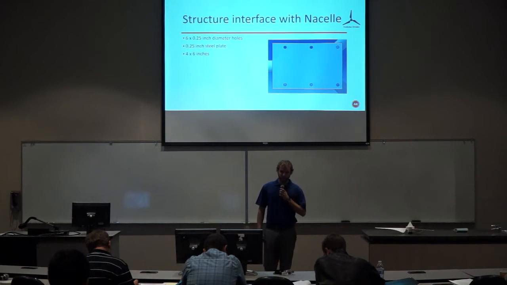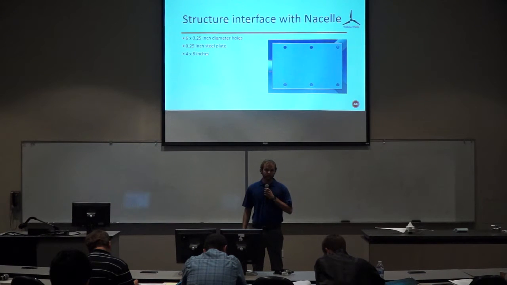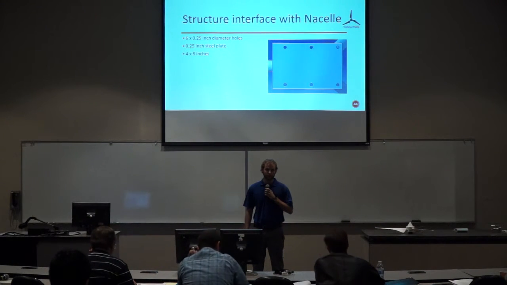The interface between the structure and the nacelle has the 6 1/4 inch diameter holes to secure it to the nacelle. It is made out of a 4 by 6 inch steel plate that's 1/4 inch thick.